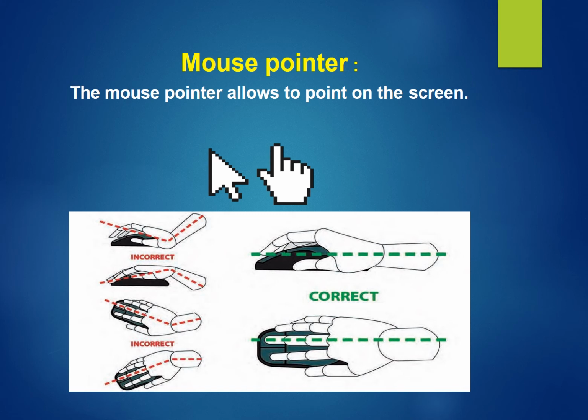Another one is hand symbol. This symbol you will see while working on a web browser, the pointer changes to a pointing finger symbol as you move it over the page. This identifies a hyperlink. Click the left mouse button once to follow the hyperlink to another page.